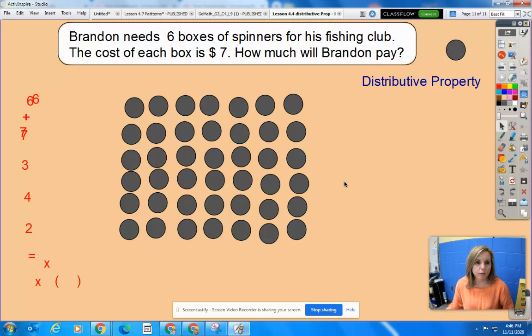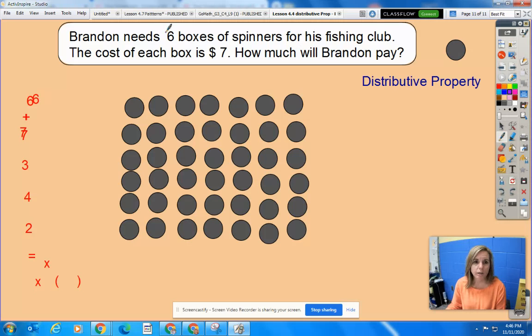So what I'm going to do here is we're going to read this problem, and then we're going to do what I call the cubes method, how we break apart. It's like a close read on a math word problem. Okay, so Brandon needs 6 boxes of spinners for his fishing club. The cost of each box is $7. How much will Brandon pay?